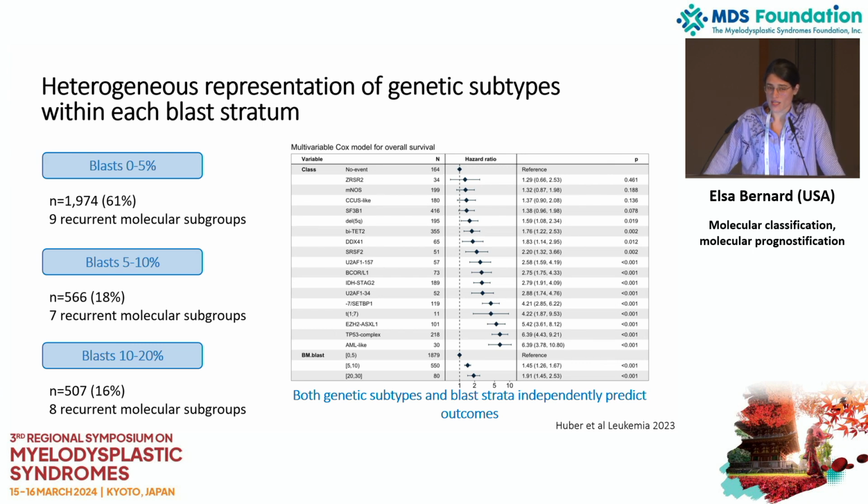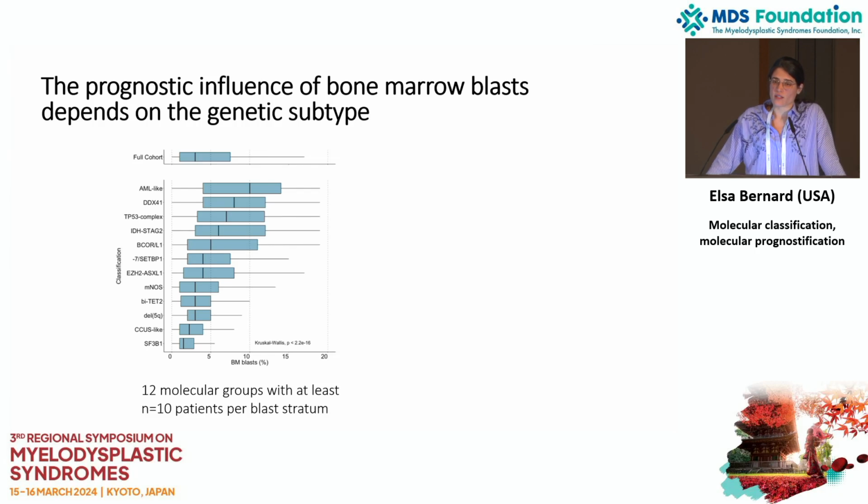When we performed multivariable analysis for overall survival, and that was true across endpoints, both genetic subtypes and blast strata were independently predictive, which was in contrast to some prior studies. So we wondered whether the prognostic influence of blasts could depend on the genetic context. To analyze this hypothesis, we selected the molecular subtypes that had variability in the representation of blasts. There were 12 molecular subgroups with at least 10 patients in each one of the blast strata, 0 to 5, 5 to 10, and more than 10.